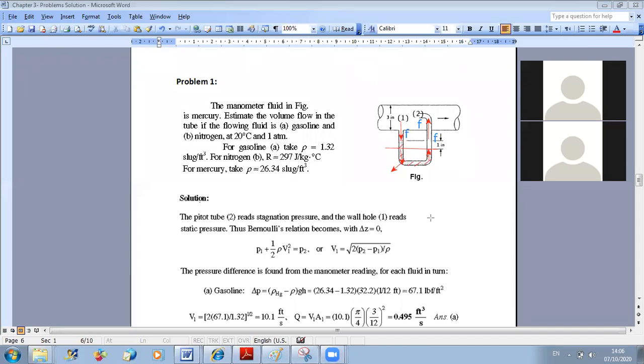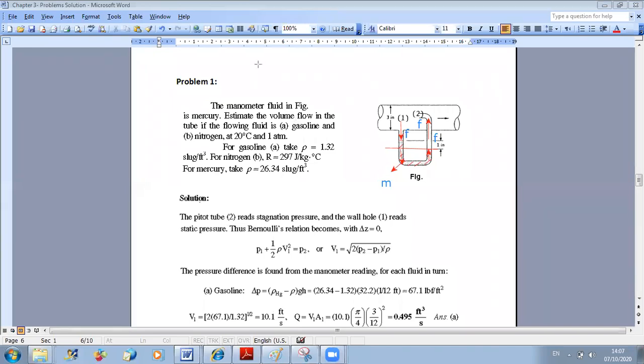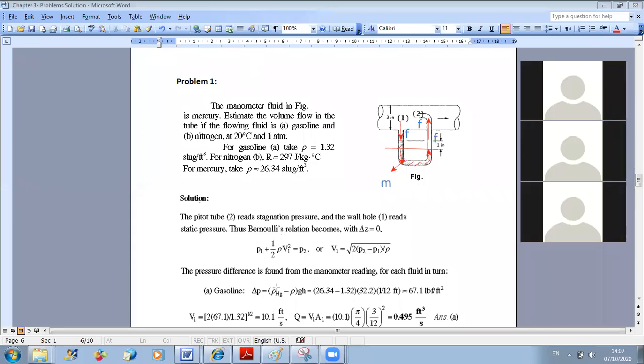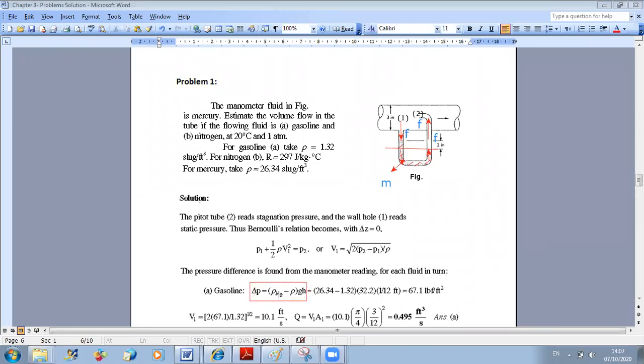So now I got the expression of delta P. Delta P is gamma, and gamma can be replaced by rho times G. If I replace gamma by rho times G for each fluid, I get that delta P is rho of mercury minus rho of my fluid, times G times H. Now all I have to do is get delta P and then replace it back into the velocity.